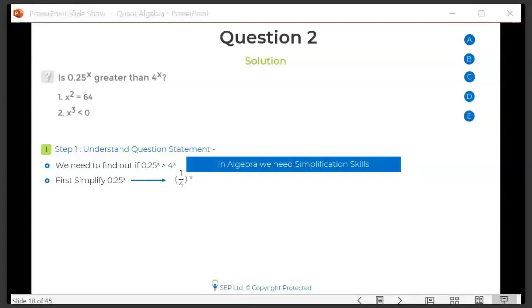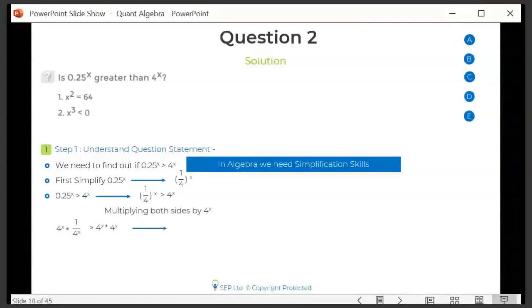Now, those of you who are able to do this will find the question slightly easy to solve. Because now the expression that I have with me can be simplified and written like this. Okay. Now, what you can do is you can multiply both sides by 4 to the power x. On doing so, you'll notice that on the left-hand side, 4 to the power x, 4 to the power x will get cancelled out, and you'll be left with 1 is greater than 4 to the power 2x.